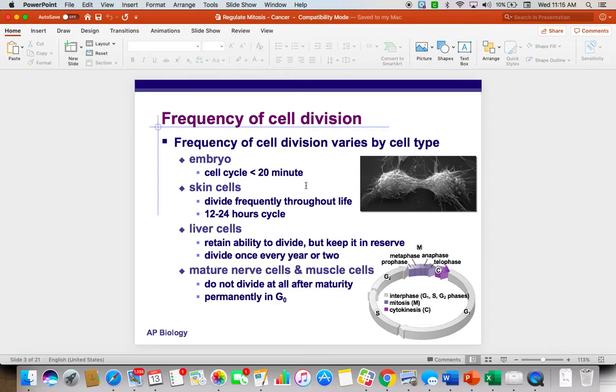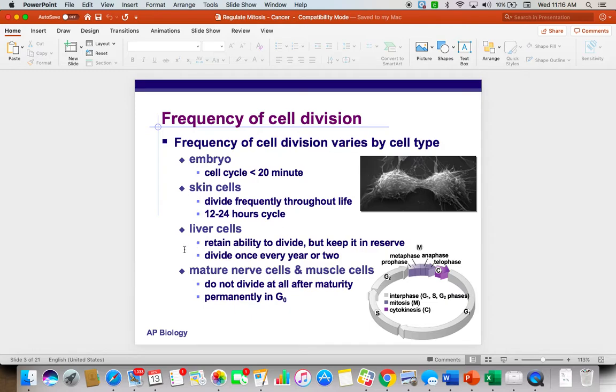It only takes 9 months for a baby to form inside its mother's body, especially if you're looking at a human. And that's really not a long period of time when you think about all the things that have developed in that short period of time. Skin cells divide frequently. They complete the cell cycle in even 12 to 24 hours.